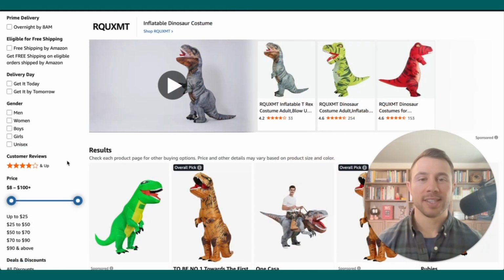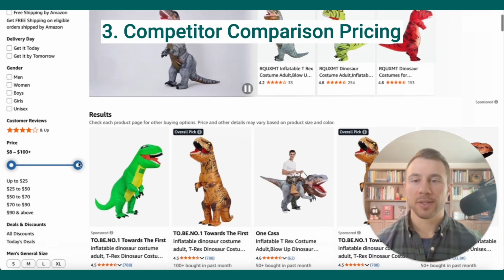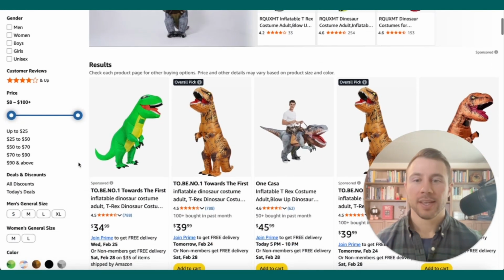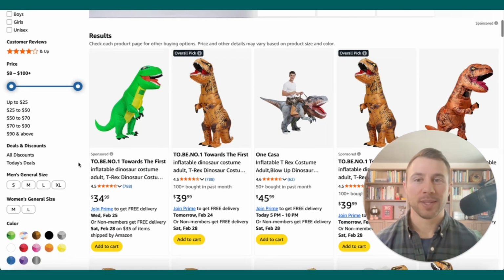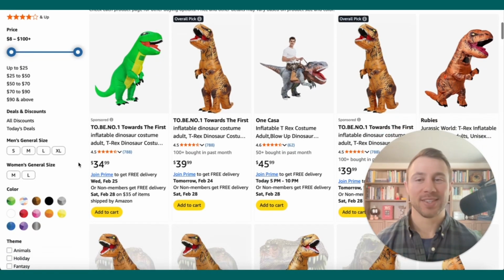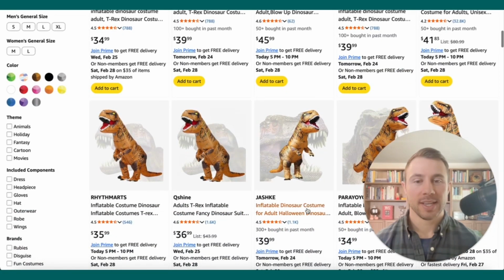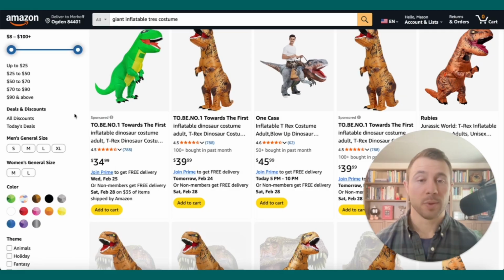The next strategy is called competitor comparison pricing. This is where you look at the competitors in the market that you're going to enter, and you see the range of price that is working for them, that they're able to get sales at. So this market is called the adult T-Rex costume market. And you can see that they're getting sales anywhere from $35 up into $45. So if you want to enter this market and you want to charge more than $45, you would have to have some type of differentiation factor that a customer would be willing to pay.